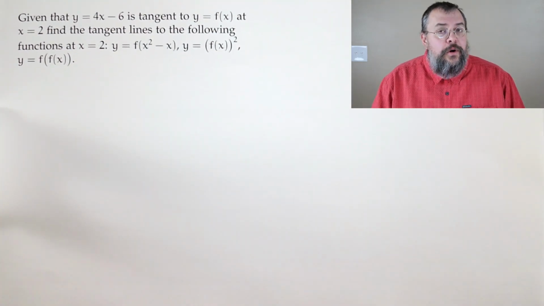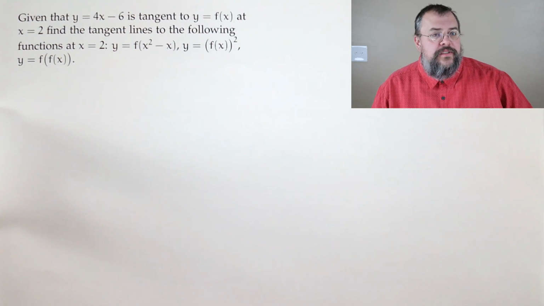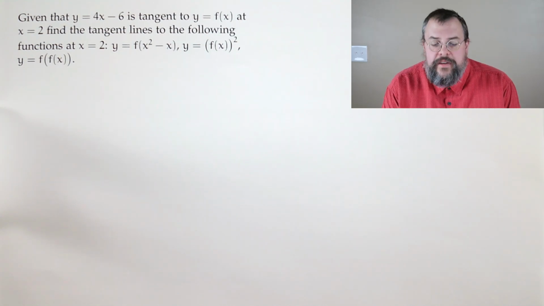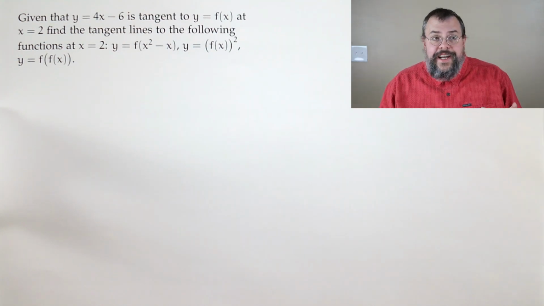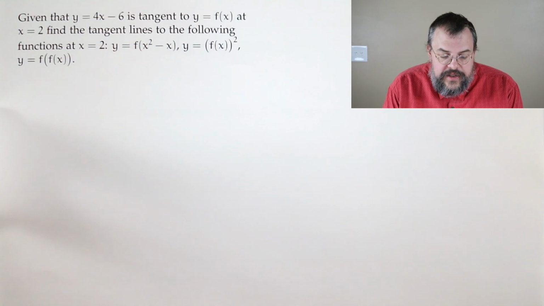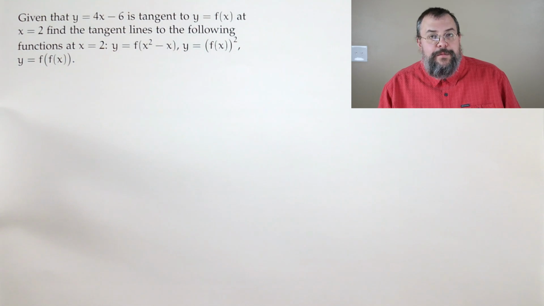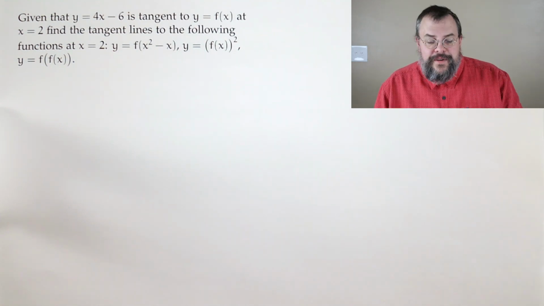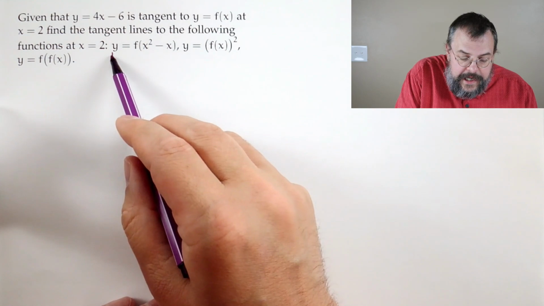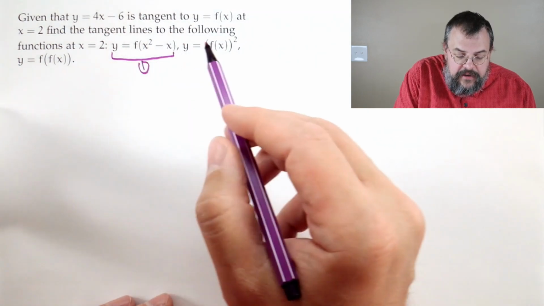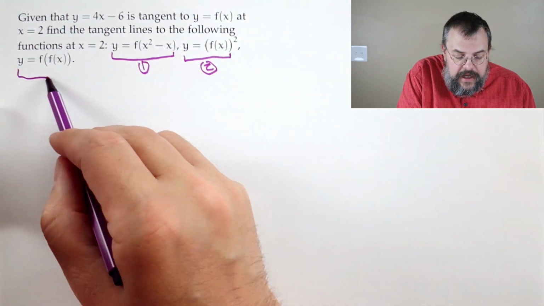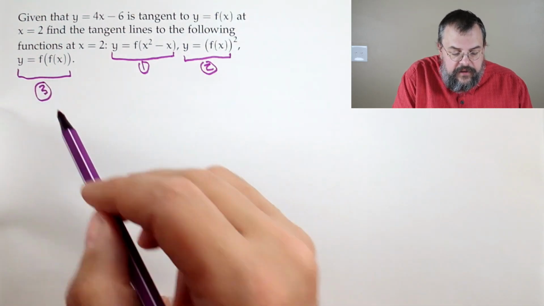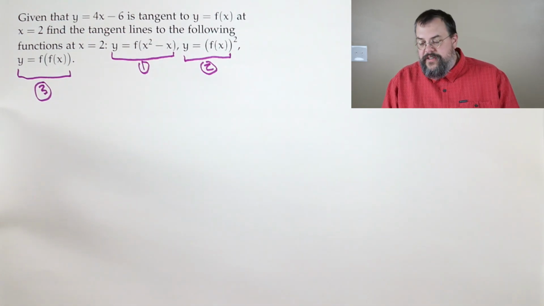Okay, so we're given that y equals 4x minus 6 is tangent to y equals f of x at x equals 2. All right, so that's what we have. And now we're going to find the tangent lines to the following functions at x equals 2. Oh, so we're going to find a bunch of these. So really we have not one problem, we're going to do 3 problems. So we've got y equals f of x squared minus x, we have y equals f of x squared, and then we have y equals f of x. Okay, so we're going to find 3 tangent lines.